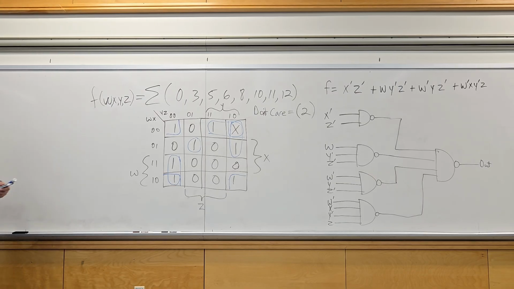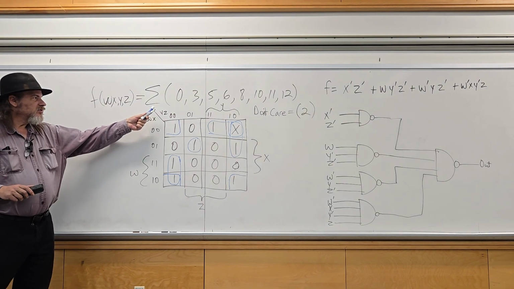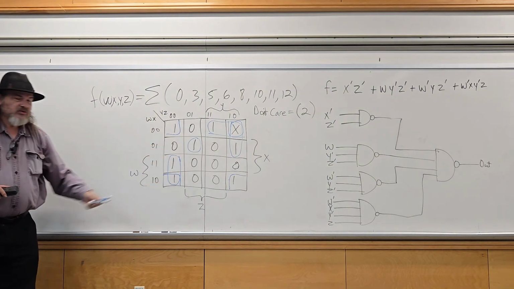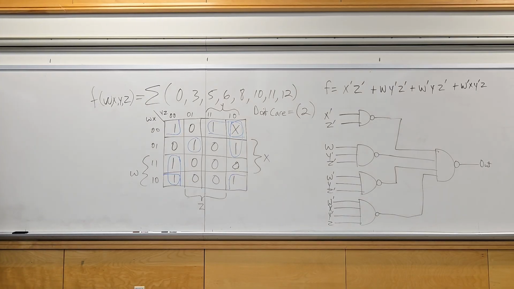Remember, if it's the pi symbol here, these numbers represent the zeros in the K-map, but not the ones. So there is one that has the pi symbol, the product symbol, for that expression. We're all good? Okay.